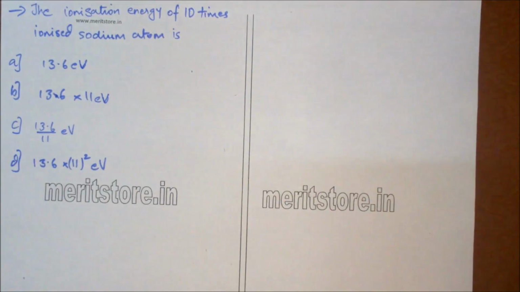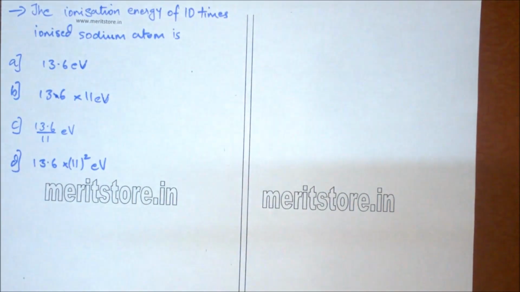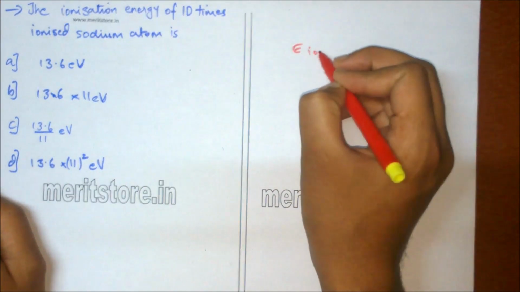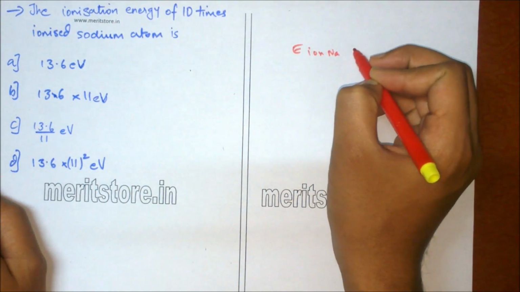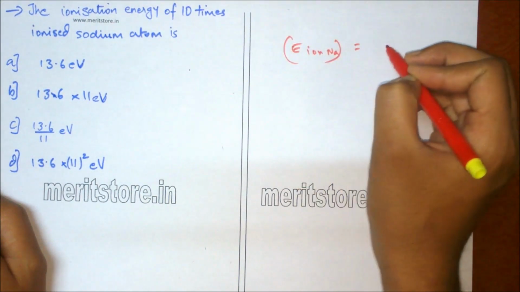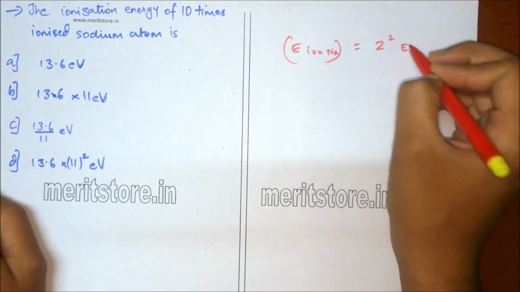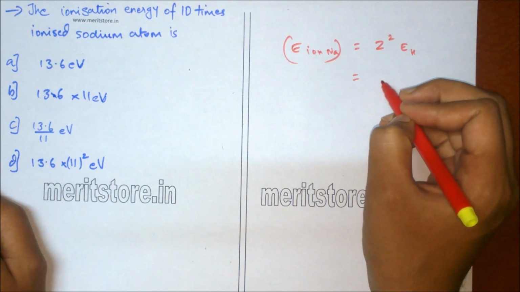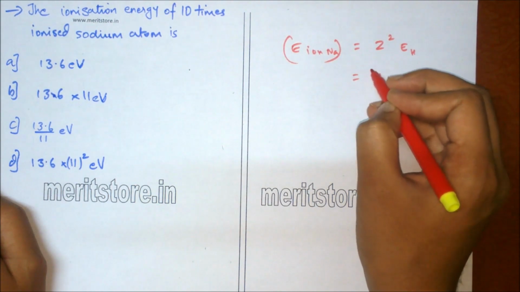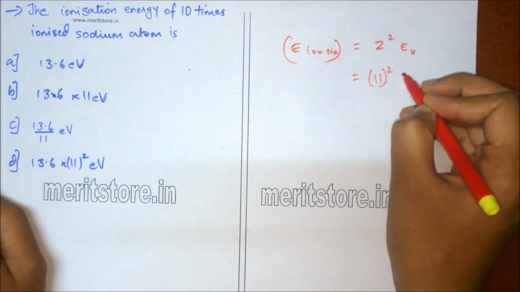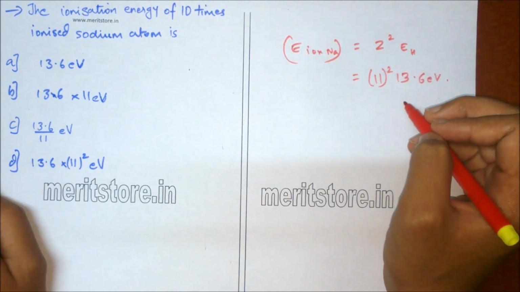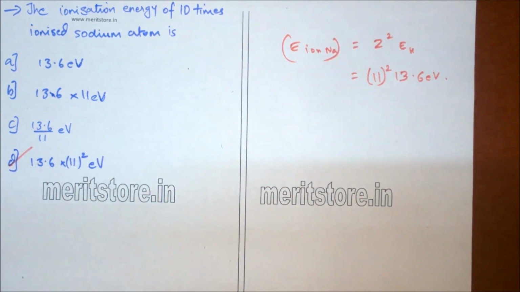The ionization energy of 10 times ionized sodium atom is. We know that the energy of the ion, which is the sodium ion, is equal to Z square into the energy of hydrogen. So we know that sodium has atomic number Z is equal to 11, into 13.6 eV, which is the energy of hydrogen. So option D is the correct answer.